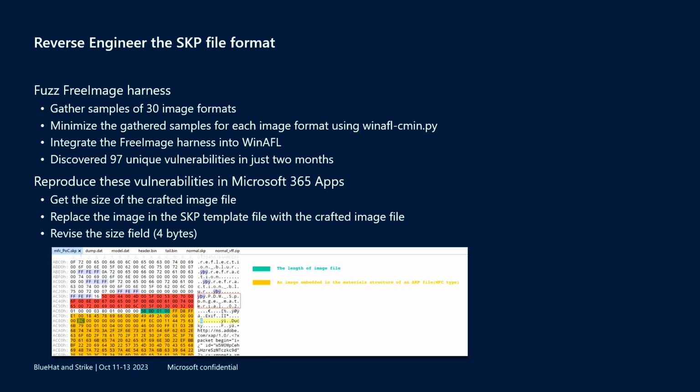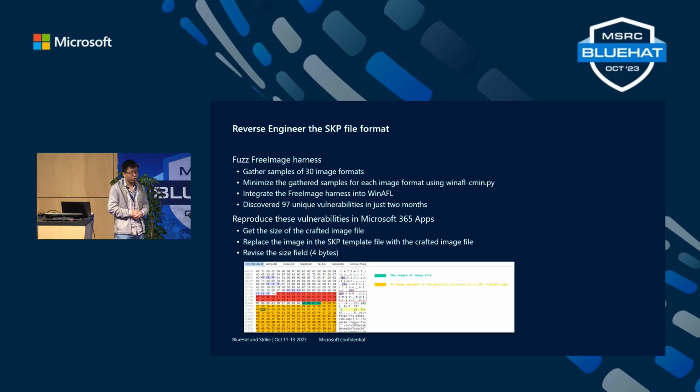So once we have the harness ready, the next step is to set up a fuzzer to fuzz the FreeImage harness. Here are the steps I followed. First, I collected thousands of samples of 30 different image file formats. Second, in order to make the fuzzing more efficient, I minimized the collected samples for each image format. And then I integrated the FreeImage harness into WinAFL.